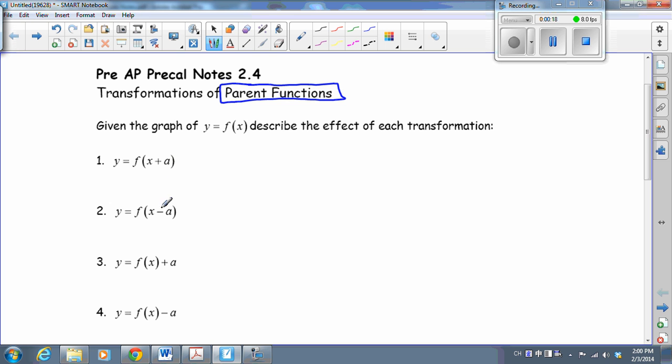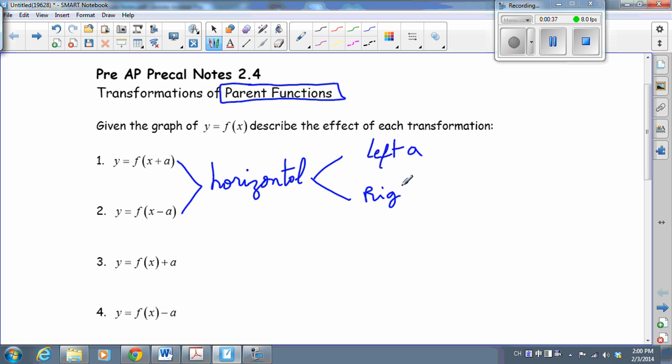Note that a is inside the parenthesis. For these two, this will give you your horizontal shift. Now, although they're horizontal, two things can happen. It can be left a units whenever it's positive, but when it's negative, that'll be right a units.